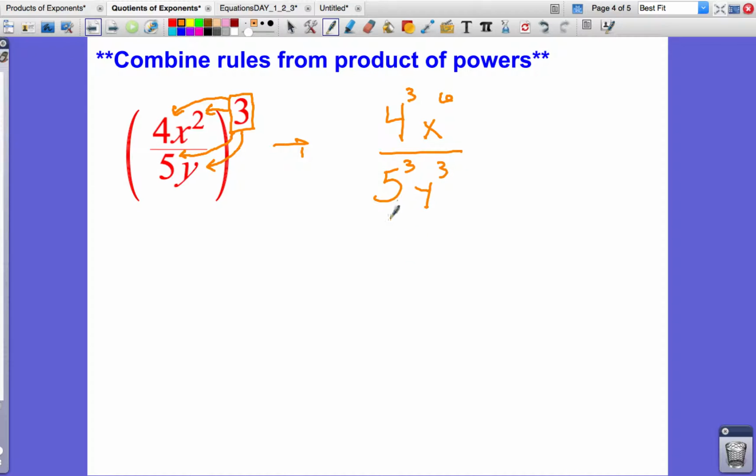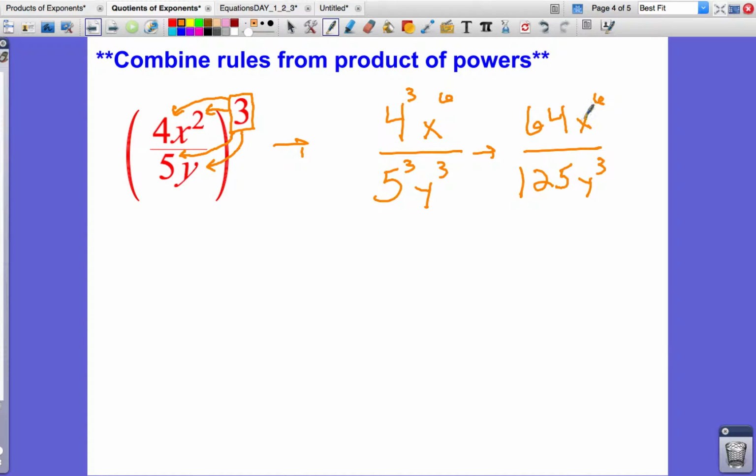Now what I can do is start simplifying. When we have something like this, I want you guys to actually multiply out and figure out what 4 to the third power is. Okay, and that's going to be 64. 4 times 4 times 4 is 64. So it's 64 x to the 6th power. And then 5 to the third power right here would be 125 times y to the third power.